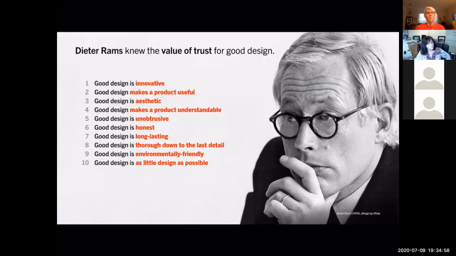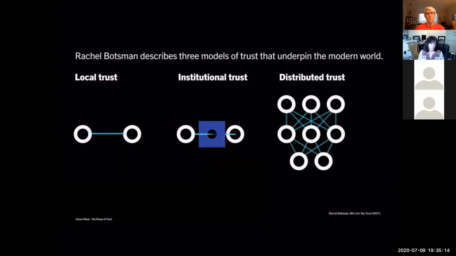From the very last detail, number 8, to making a product understandable, to making something long-lasting, to making something that's useful, all of these are factors of trust. Good design is good trust. And I think because we live in a world in which I can press a button here and be distanced from other individuals, things have changed. So Rachel Botsman, who is at Oxford University, who studies trust, has come up with a model, 3 models that sort of explain it. At one point in time, we had local trust.